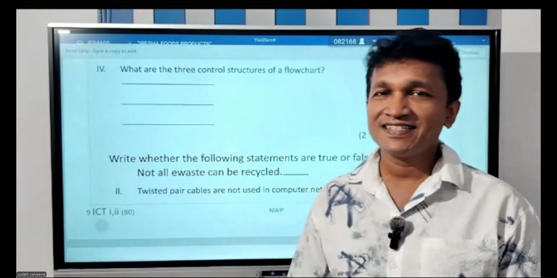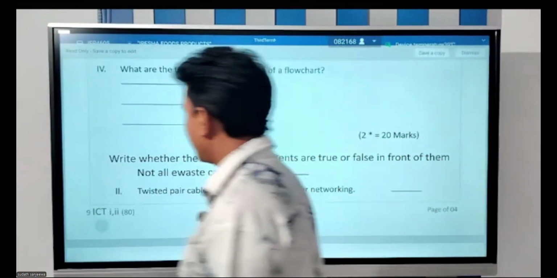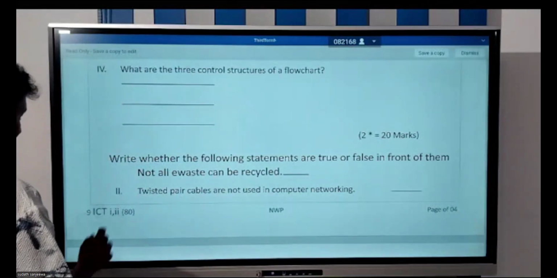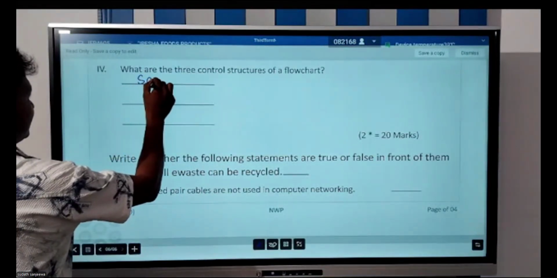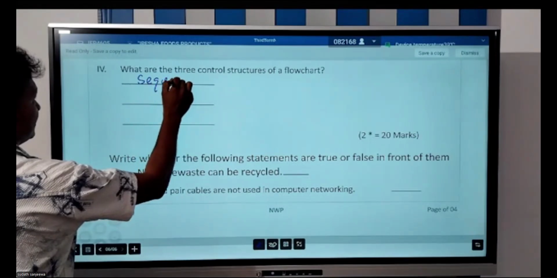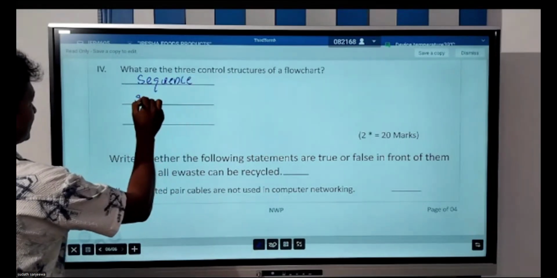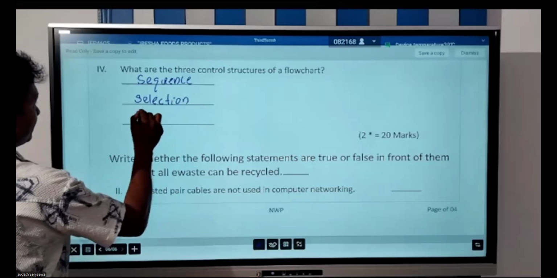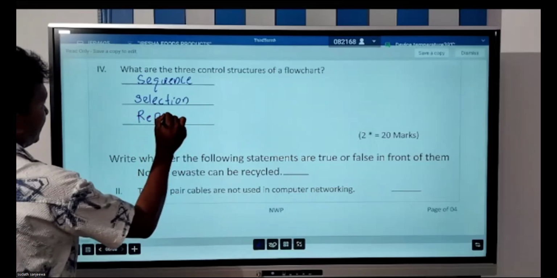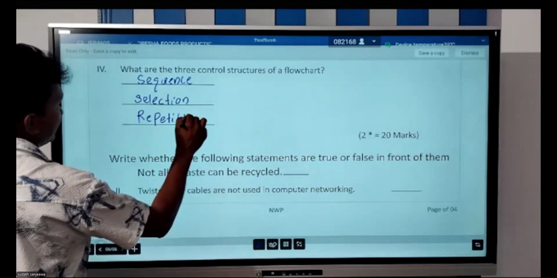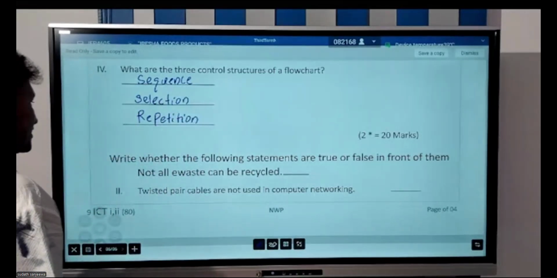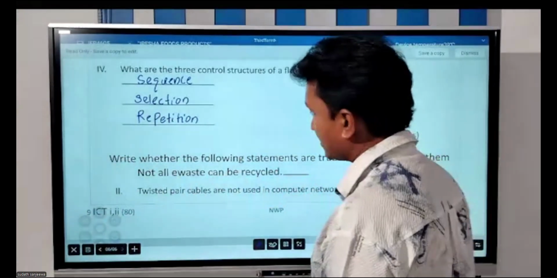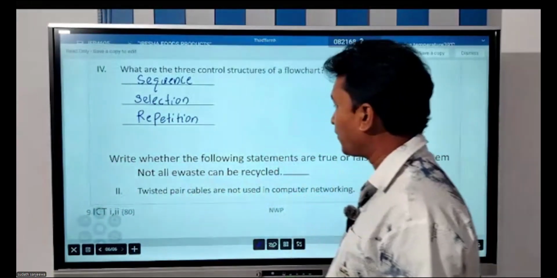Sequence, selection, and repetition. Yes, very good. Sequence, selection, and repetition. Those are the three types of control structures. Right.